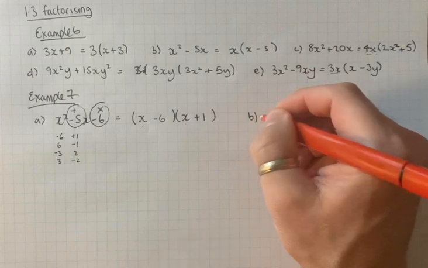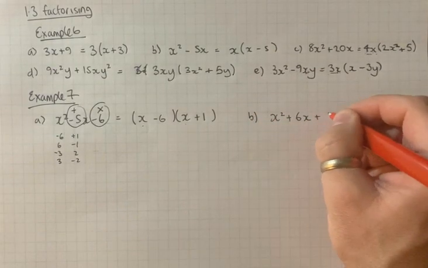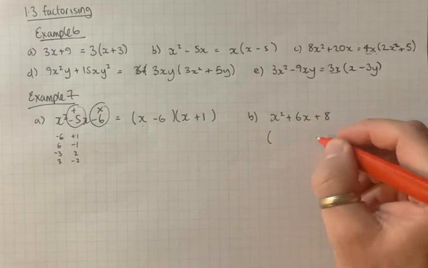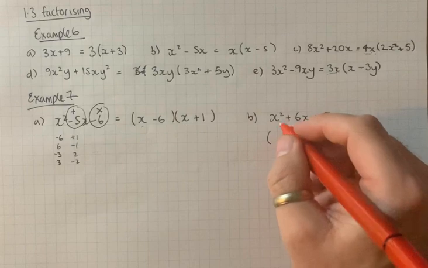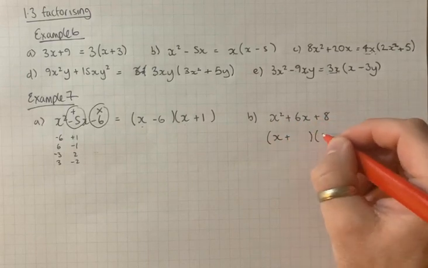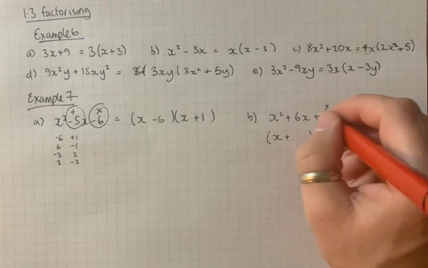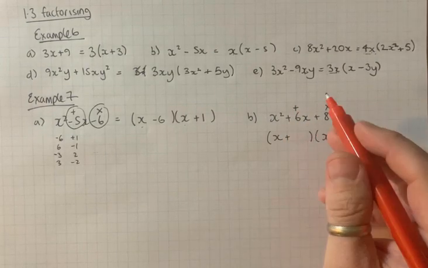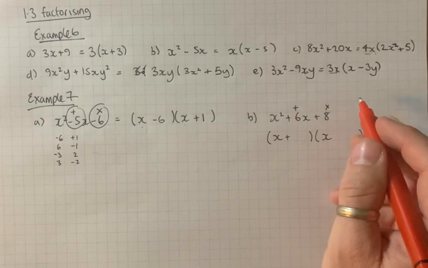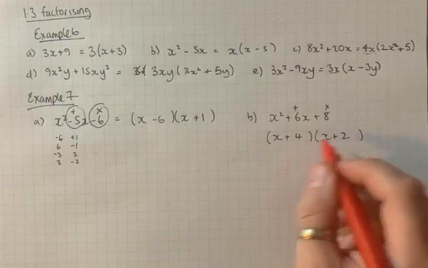B, x squared plus 6x plus 8. So again, we know it's going to go into 2 brackets because you've got a quadratic with 3 terms. There's got to be an x and an x. And we need two numbers that multiply together to give positive 8 and add together to give positive 6. So think about 8 and 1, and 4 and 2. 4 plus 2 is 6. It doesn't matter which way around you write the brackets either.